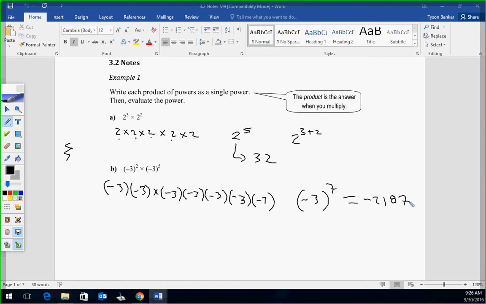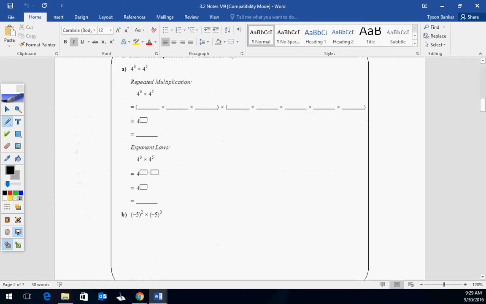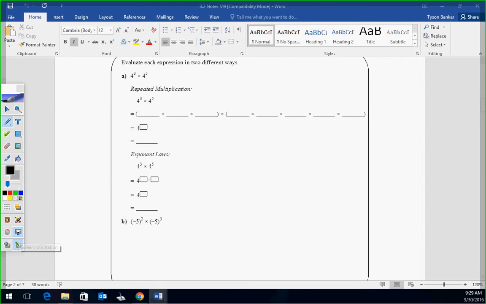All right, let's move to the show you know here. It says evaluate each expression in 2 different ways. Repeated multiplication, so they just want you to write the 4s in here. Then you see you have a total of 8, so 4 to the 8.